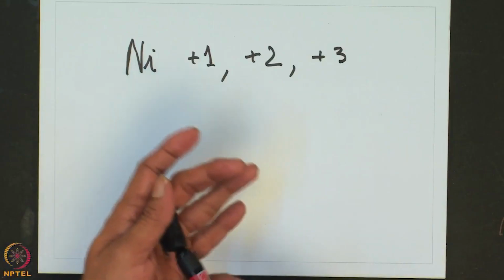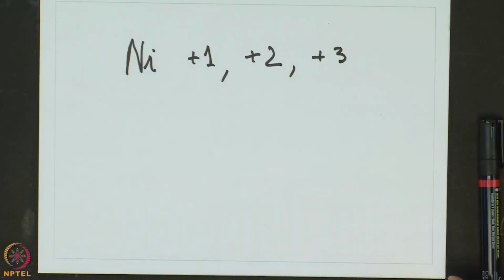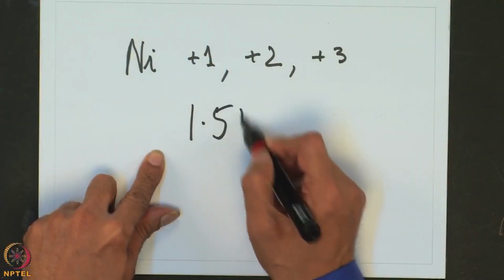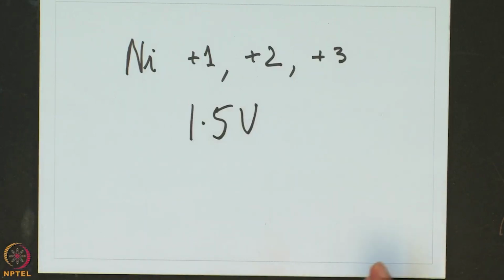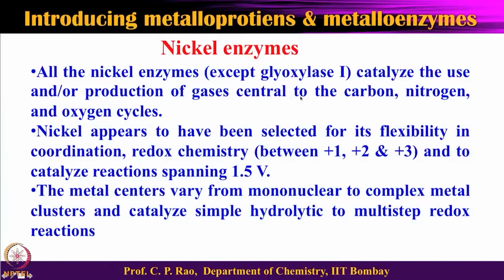So, these are the three kinds of oxidation states, okay, and that is what is basically favoring all these kinds of reactions, and all this can be achieved within about 1.5 volts. So, the total thing can be achieved within 1.5 volts of the potential, all these redox processes. So, that is very interesting. So, whatever I mentioned to you earlier, you can see the same thing on this particular one, that except the glyoxylase, all other enzymes are either producing the gas or utilizing the gas.